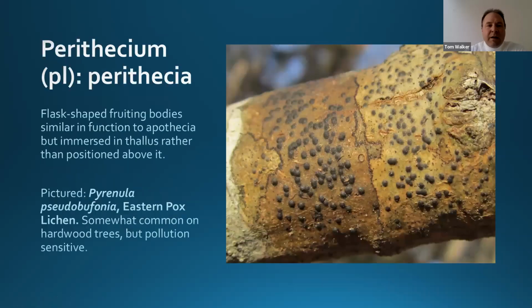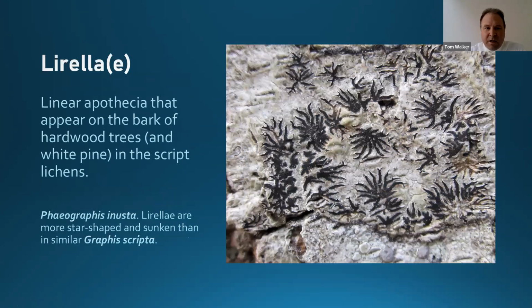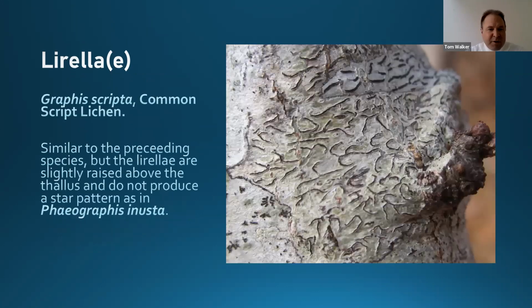This is perithecia, which are similar to apothecia, but they are immersed in the thallus rather than positioned above it. This one is called Eastern pox lichen. Looks like poppy seeds. Lirellae are linear apothecia on the bark of smooth-bark trees such as hardwoods and young white pines. And this is Phaeographis inusta, which produces these star-shaped lirellae. The common strip lichen does not produce the star shapes.